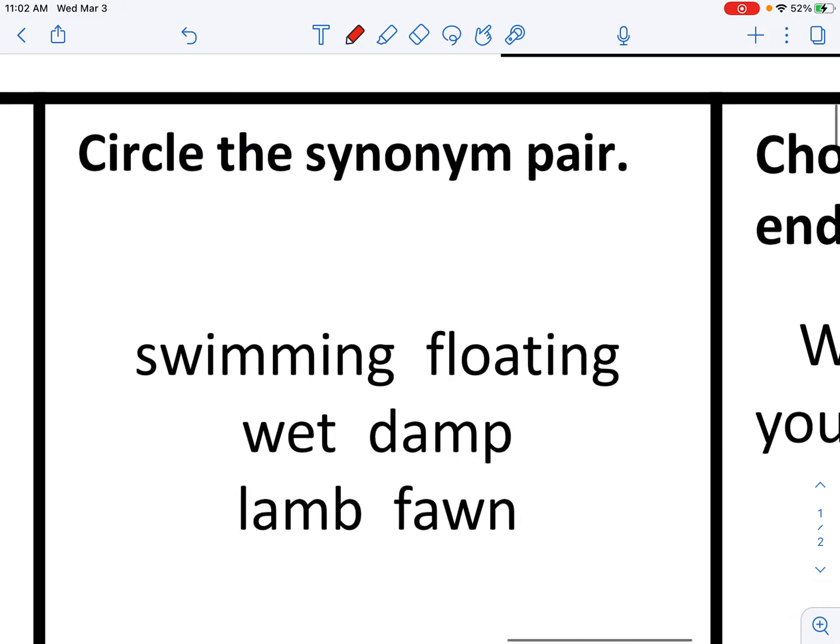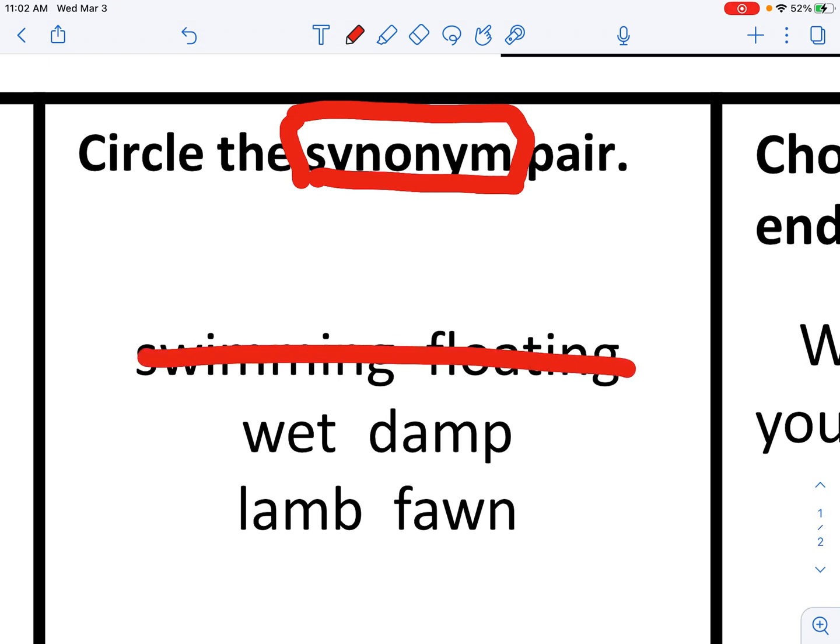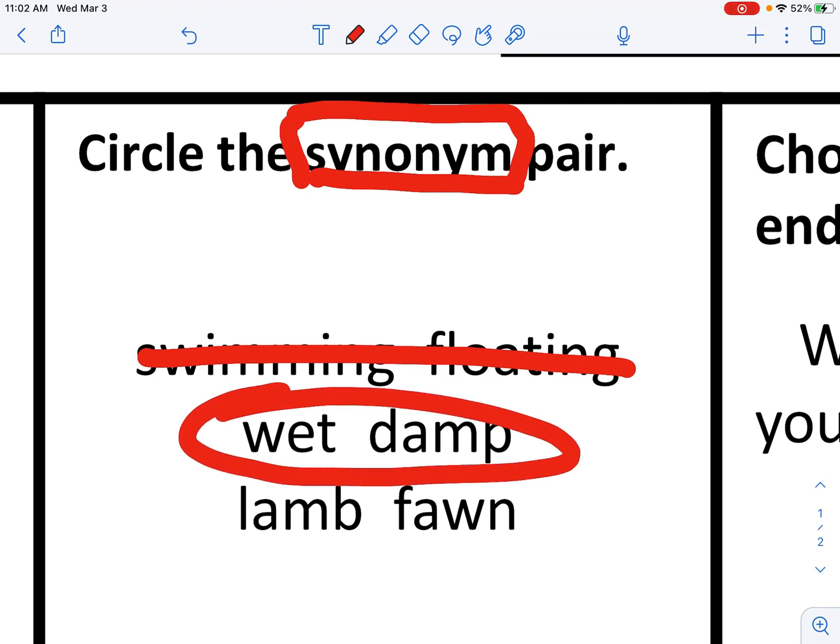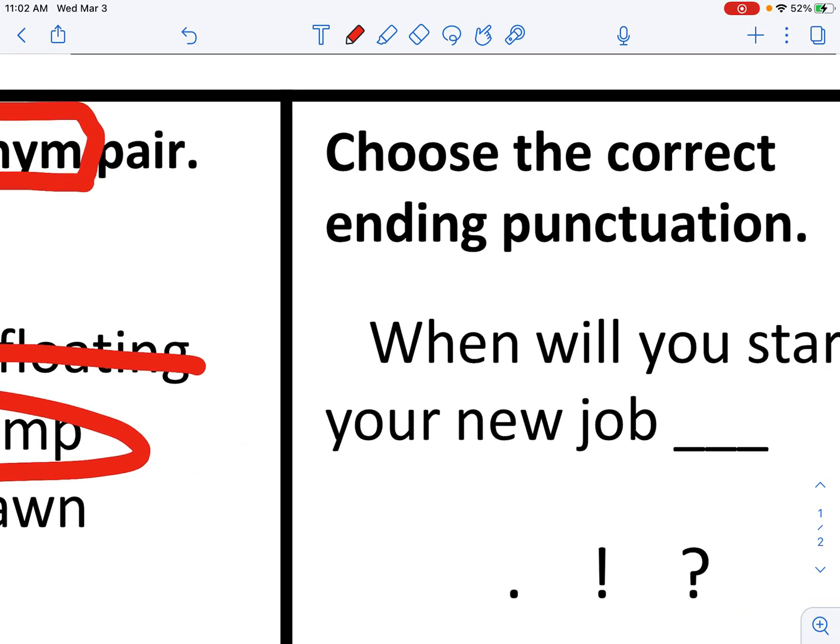Circle the synonym pair. Remember, synonyms are words that are the same or mean the same thing. Swimming, floating, do those mean the same thing? Wet, damp, do those mean the same thing? Lamb, fawn, do those mean the same thing? Well, swimming and floating are not the same thing. They both happen in water, but they don't describe the same action. Wet and damp should be your answer. Wet and damp mean the same thing.